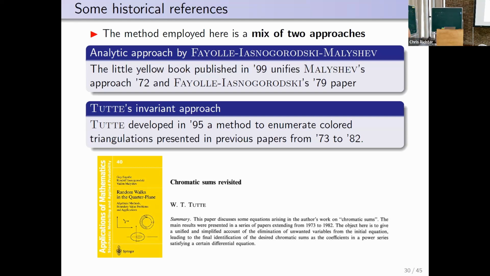Tutte developed a method to enumerate some colored triangulations, and he developed an approach based on some invariants. I will explain what these invariants are. We mix these two methods and we obtain our results. So what are these methods?